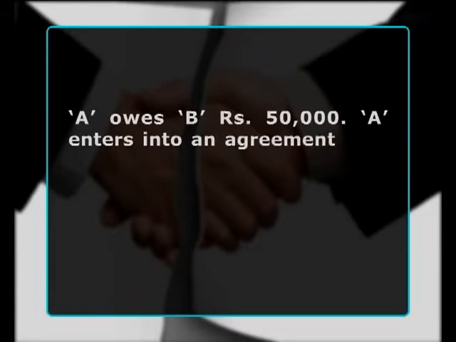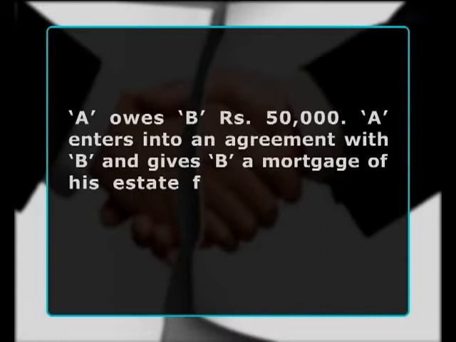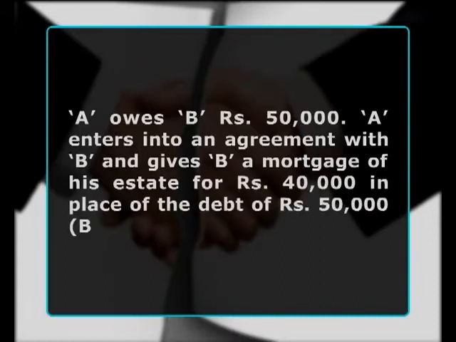Let's take some of the examples of novation. A owes B rupees 50,000. A enters into an agreement with B and gives B a mortgage of his estate for rupees 40,000 in place of the debt of rupees 50,000. This is an example of novation between the same parties.